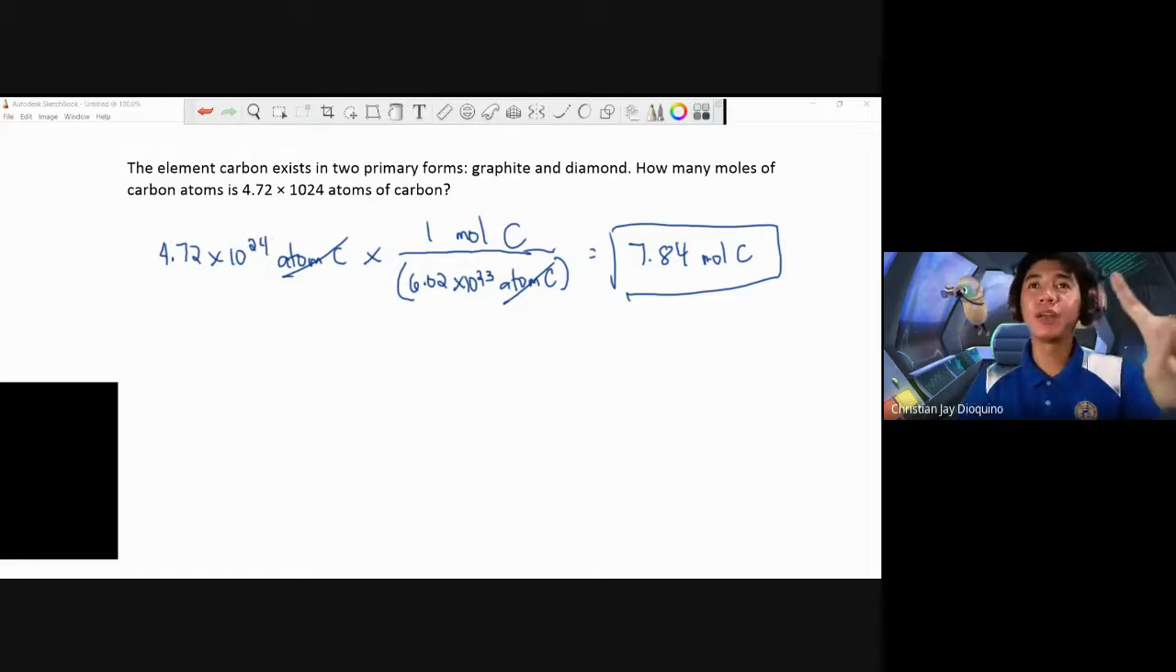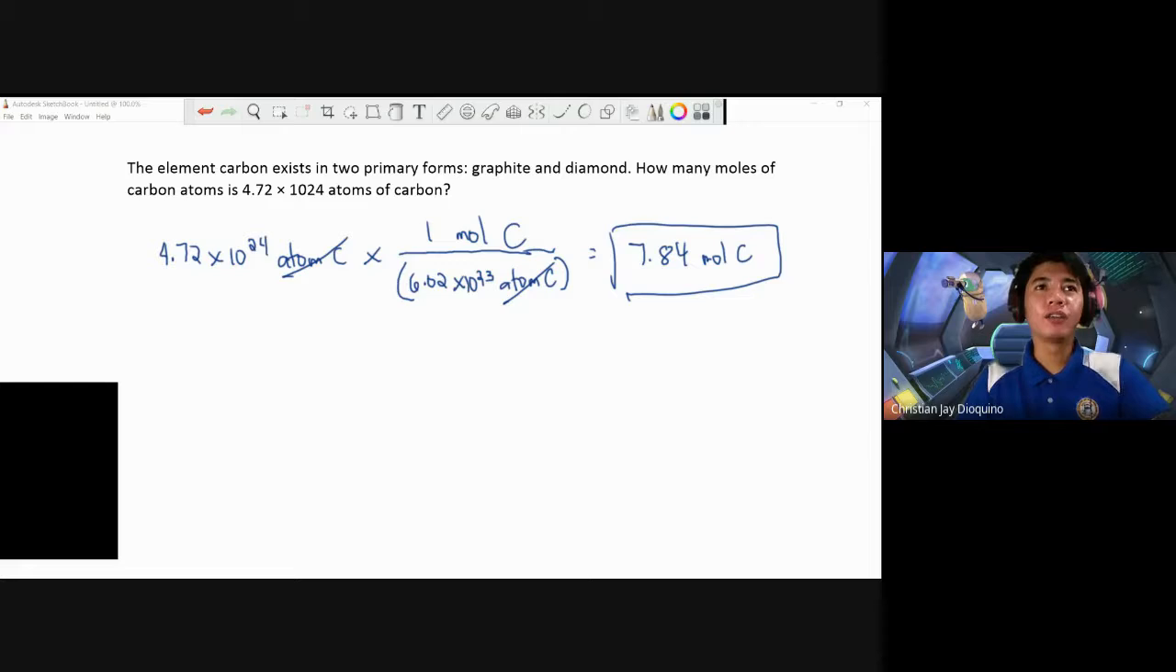Ayan. Ganun ang gagawin para doon sa mga nakakuha ng merong exponent, yung times 10 raised to 46. Ganito yung gagawin nyo. Okay? Kahit hindi nyo naman i-multiply sa 1, automatic naman kasi yun diretso na.